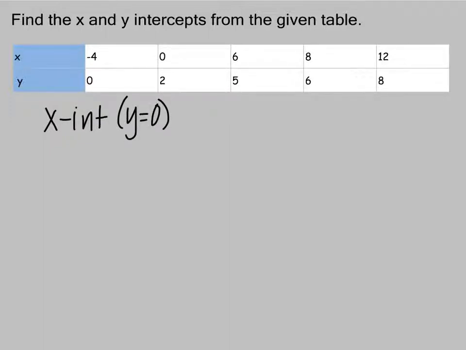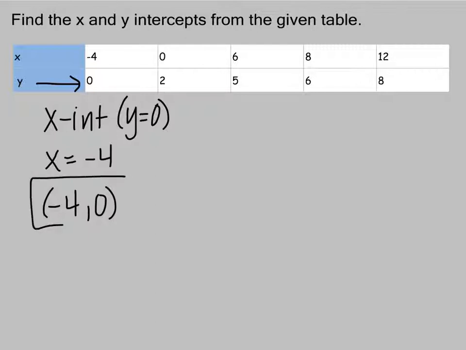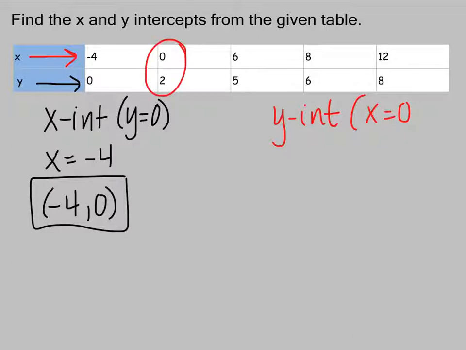Your x-intercept, again, is when y is equal to 0. So as I go in my table, I see that happens right away. My x value at that spot is negative 4, so I end up with the ordered pair negative 4, 0. My y-intercept happens when x equals 0. So as I go down my table, x equals 0 right here. At that point, y is equal to 2, and I have the ordered pair 0, 2.